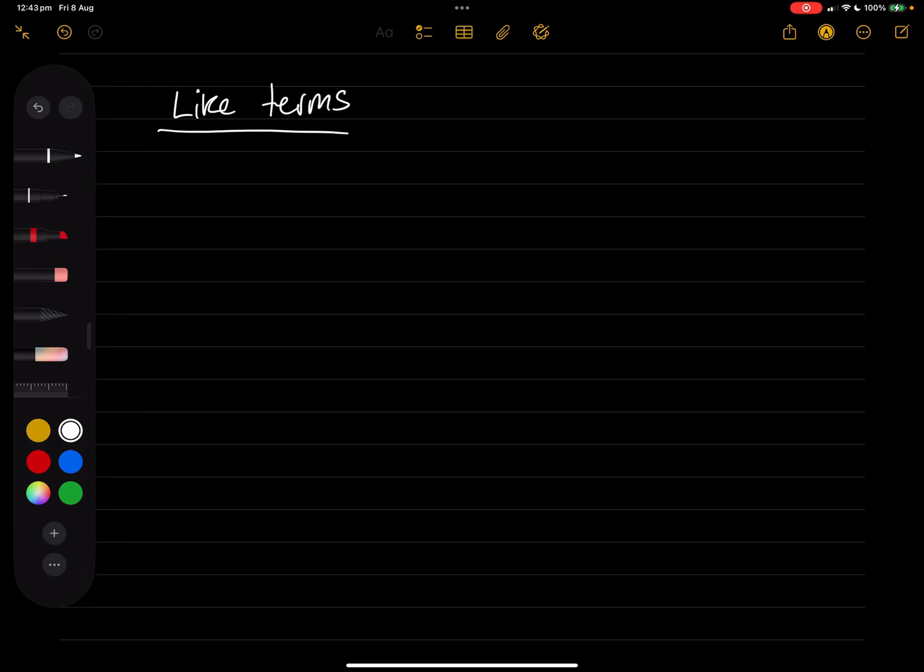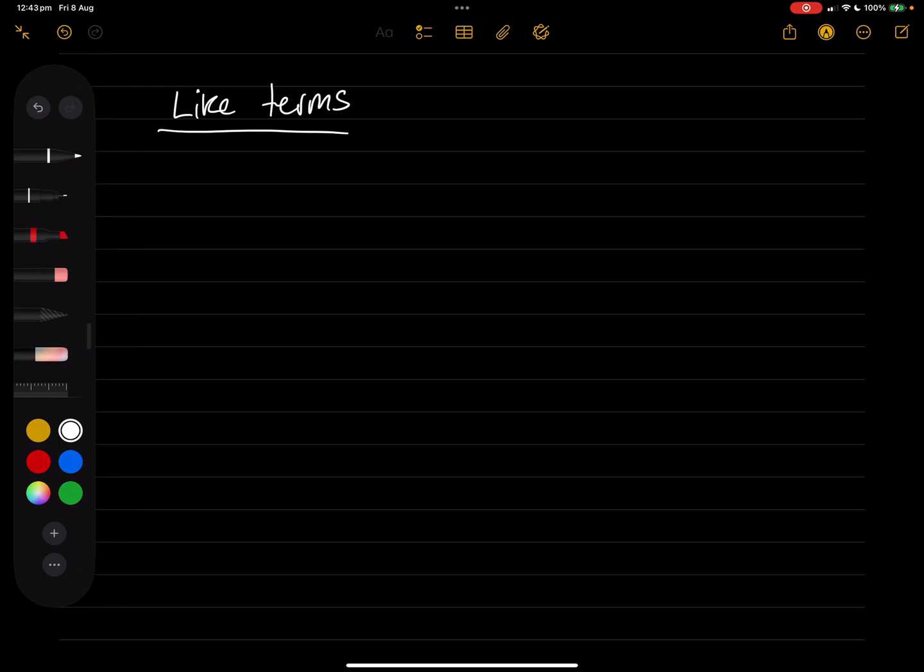Now, all of these lessons are based on the current iteration of the HSC Advanced Maths curriculum. The structuring of this course is based on a series of different books and my own expertise and knowledge. So we'll talk about like terms.